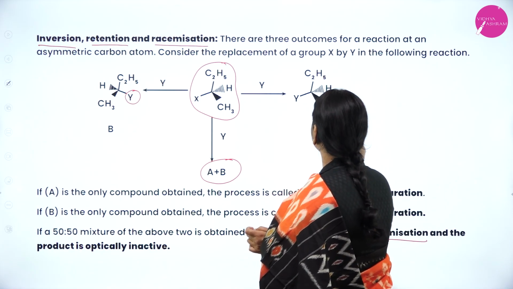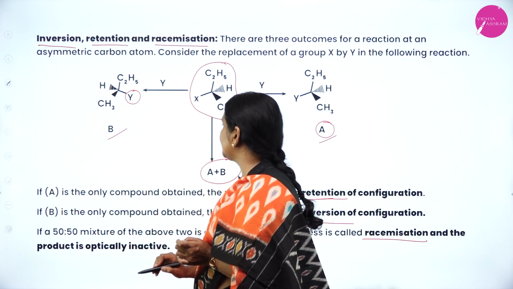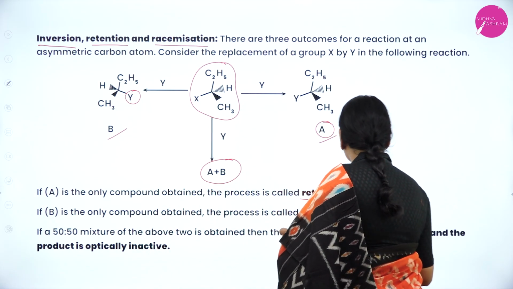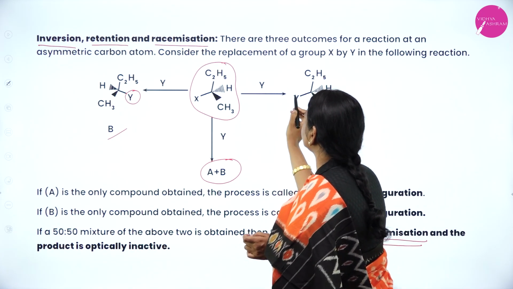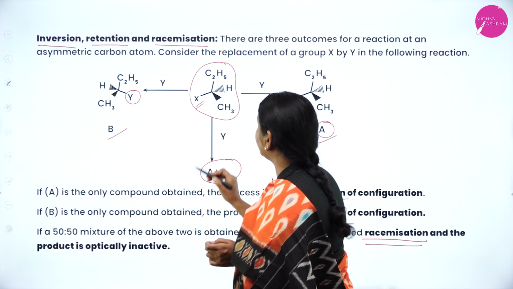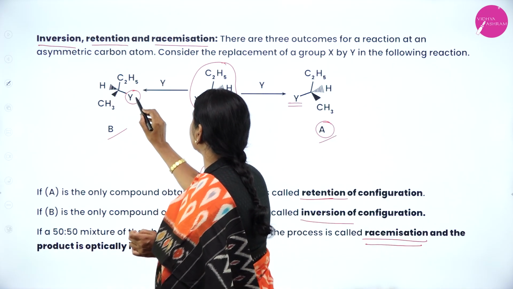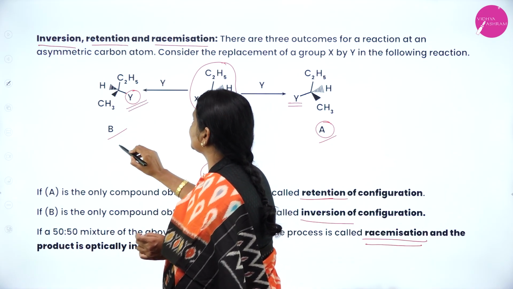If only A is formed, it is called retention. If only B is formed, it is called inversion. If both A and B are formed, it is called racemization. In A, observe, there is no change in the position of X and Y. Where there is X, which one comes? Y. But here, where there is X, Y does not come there. Exactly opposite position, Y will come. Therefore, it is called inversion.